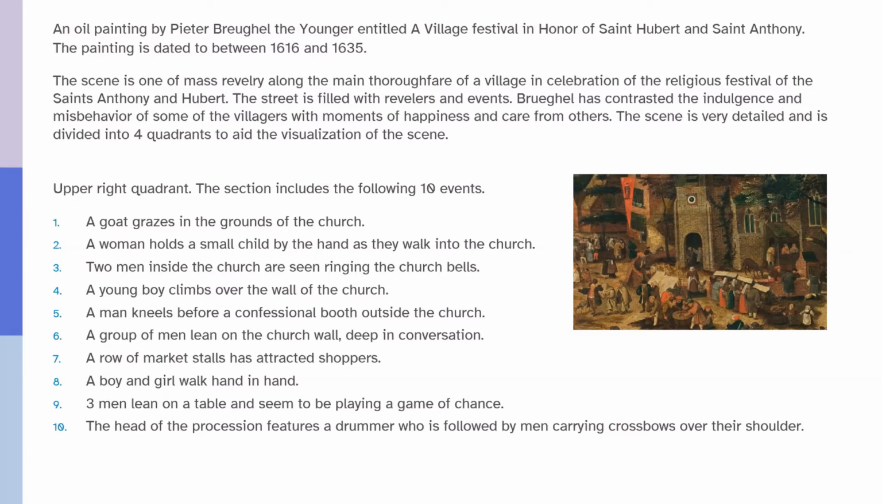The section includes the following 10 events, and then you talk about a goat grazes in the grounds of the church, a woman holds a small child by the hand as they walk into the church, etc. But you get all that detail that Bruegel was conveying in the image. So a group of men lean on the church wall and they're deep in conversation, and three men are leaning on a table and seem to be playing a game of chance. So you actually get all of that detail in an organised way.